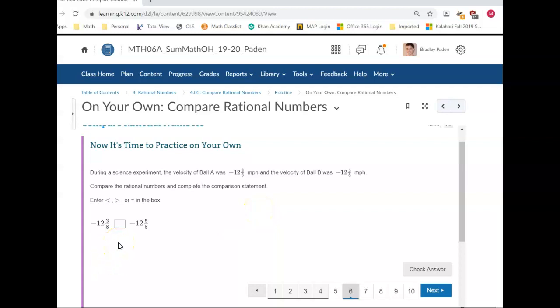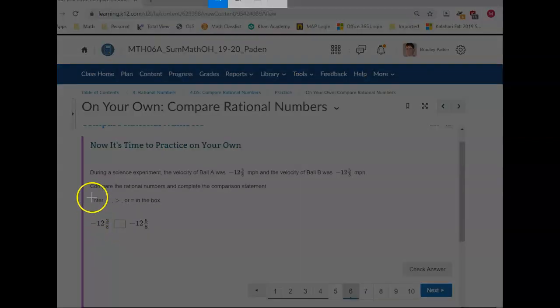Now we're doing this one. During a science experiment, the velocity of ball A was -12 3/8 miles per hour. The velocity of ball B was -12 5/8 miles per hour. Compare the rational numbers and complete the comparison statement. So we're looking at greater than or less than or equal between these two numbers.